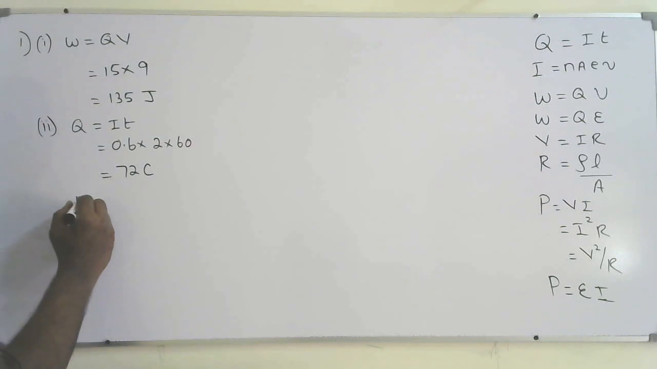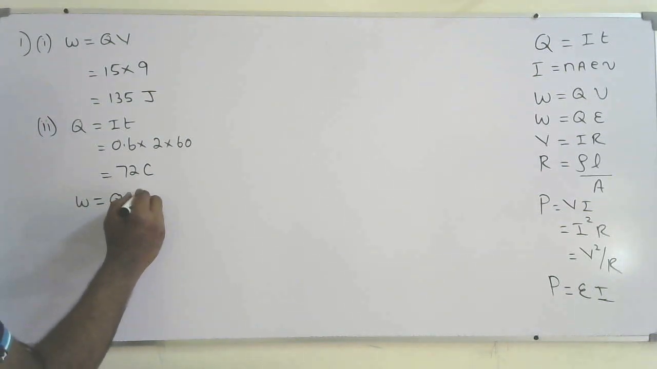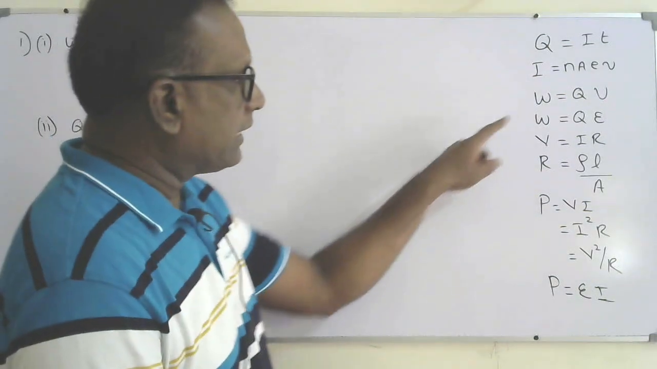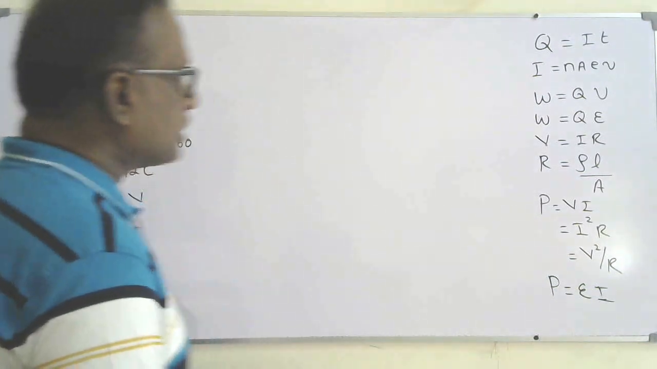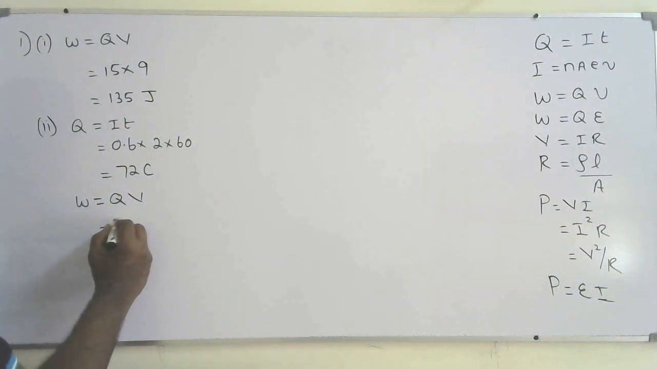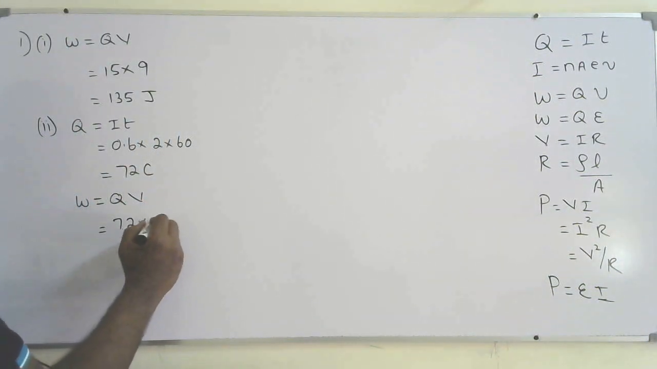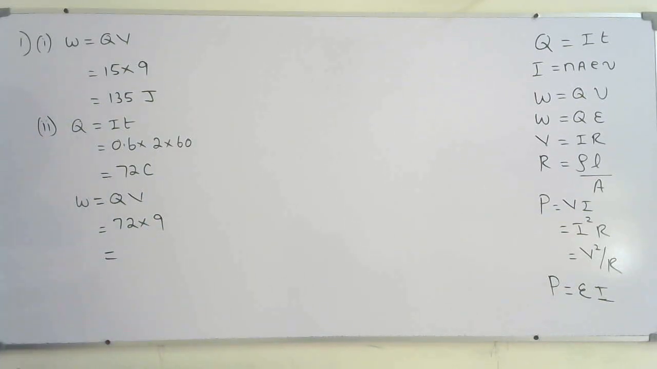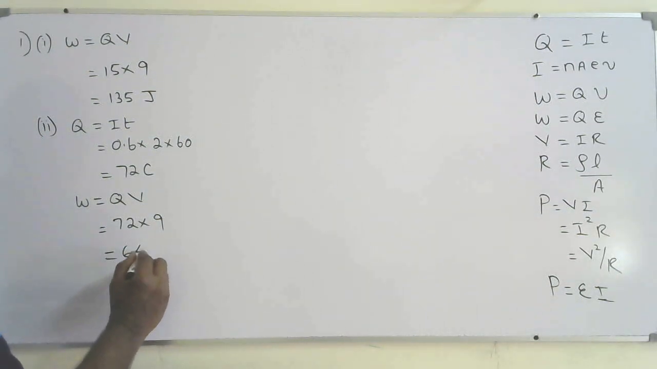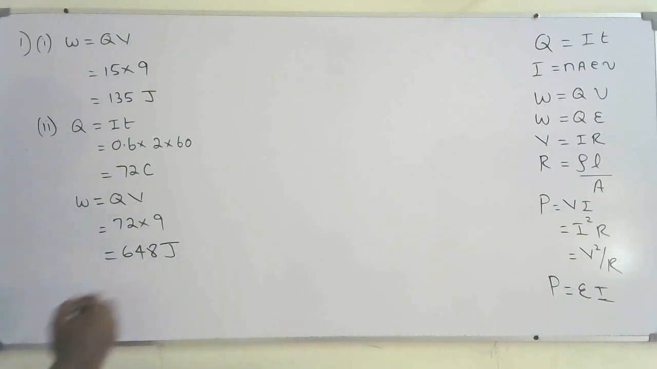Now I can use W equal QV or Q times epsilon. Either one I can use, same answer you will get. So Q means 72 into 9. So that will be 648 joules.